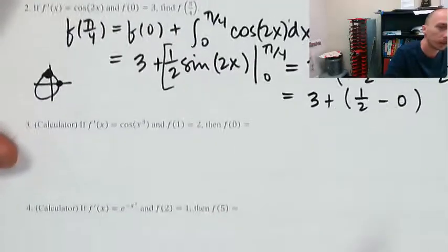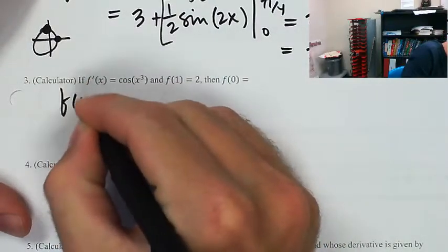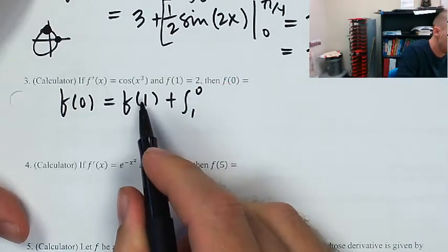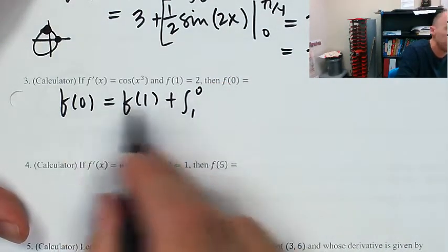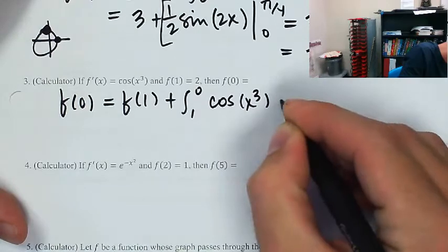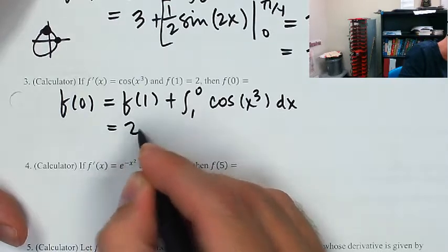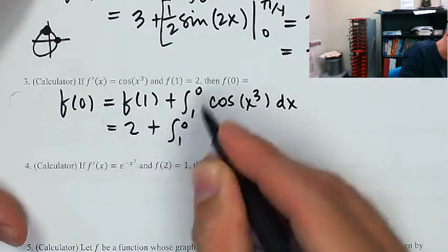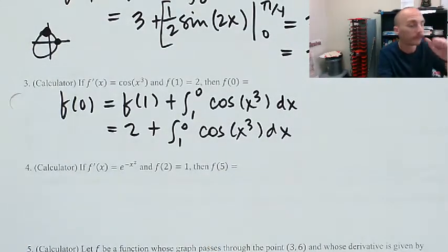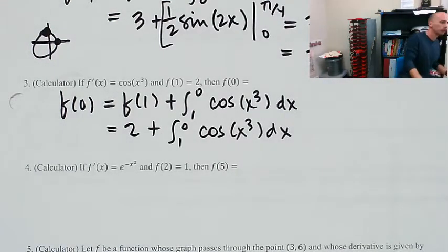Okay. With a calculator, if f prime is cosine of x cubed and f of 1 equals 2, then f of 0 equals f of 1 plus the integral from 1 to 0, right? F of a plus the integral from a to b, even if that's backwards, of cosine of x cubed dx. Okay. So f of 1 equals 2. Well, that didn't help much because I'm going to need to use a calculator for this anyway, because there is no closed form antiderivative for cosine of x to the 3 with respect to x. So I'm just going to need to go find a calculator, which might be more difficult.